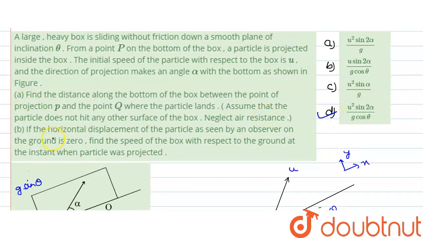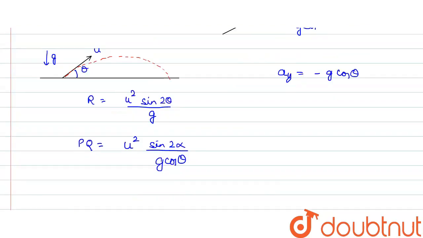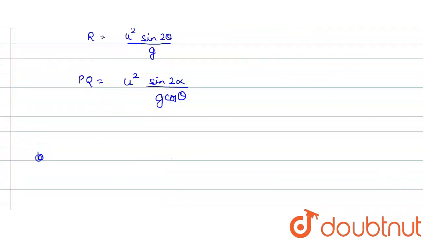Now if we check the second part: the horizontal displacement of the particle as seen by the observer on the ground is 0. For example, if there is an observer standing here and he doesn't see any horizontal displacement, we need to find the speed of the box with respect to the ground. Let's say the box is moving with a velocity v, and the particle has a velocity u. This horizontal is with respect to the observer, not with respect to our incline; it is with respect to the ground frame. If there is no horizontal displacement, the net velocity in the horizontal direction would be equal to 0.